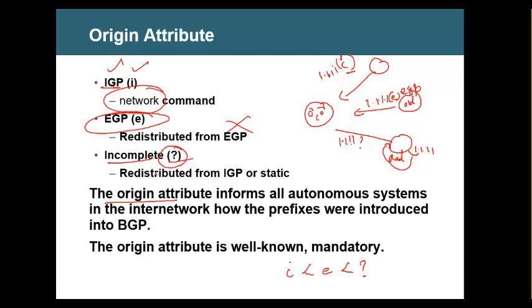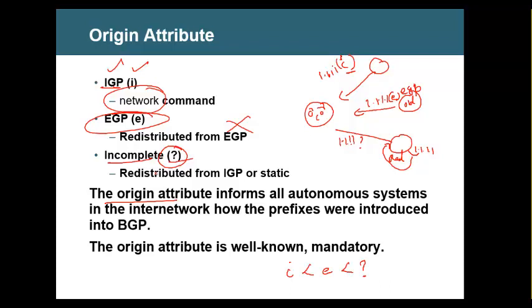I was telling you the other day, if you advertise a network using the network command in London, even in an Australia router, or Perth, in Perth, you will see I. Even though there may be many autonomous systems in between, it is always carried. Read: the origin attribute informs all autonomous systems in the internet network how the prefixes were introduced into BGP. So this attribute is not local to an autonomous system.